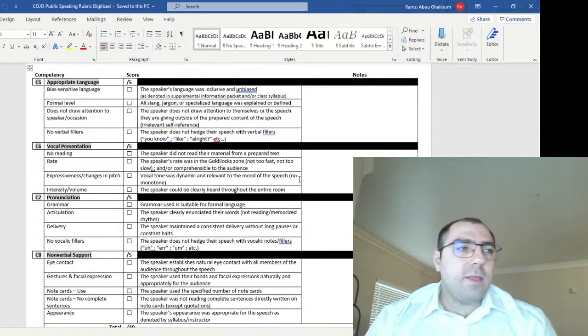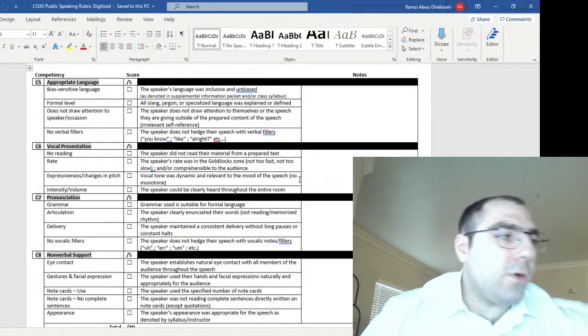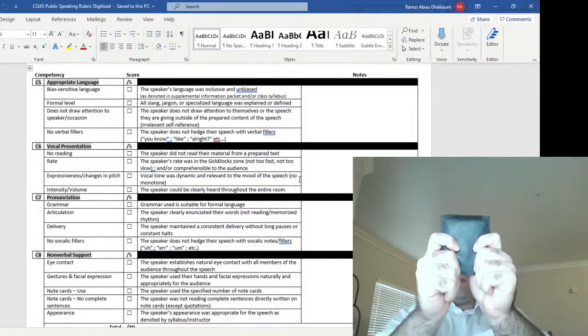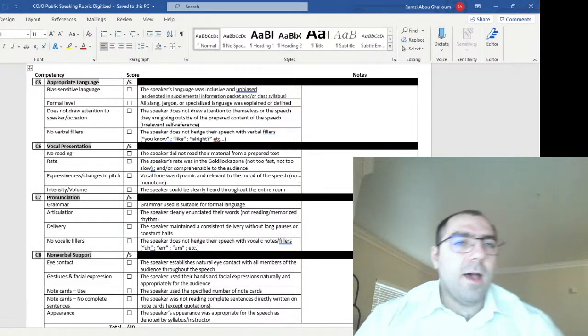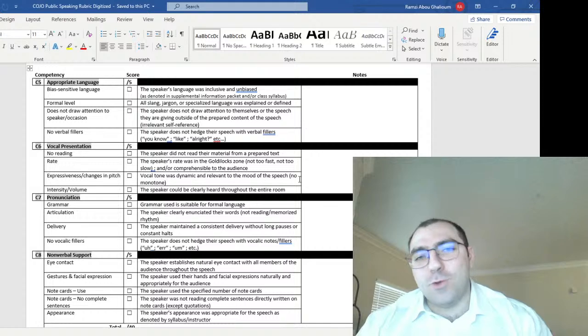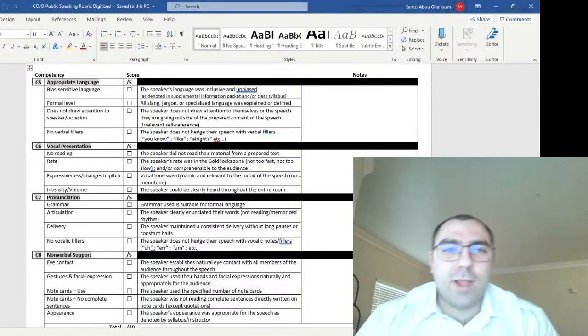Obviously, no reading. You're not going to hold up your speech in front of your face and read it and cover up your face. That's not a speech. That's you reading out loud, and I know that you can read out loud.